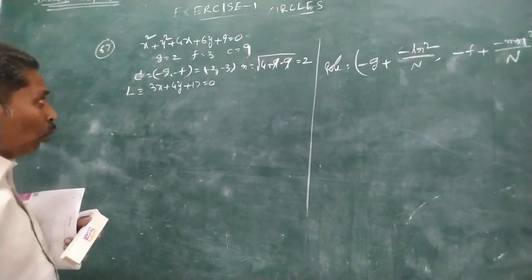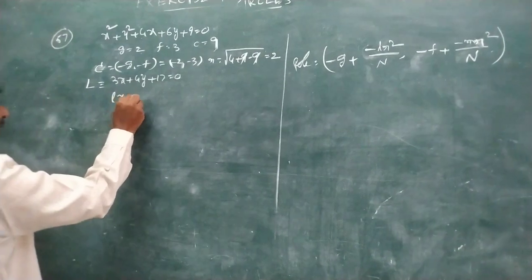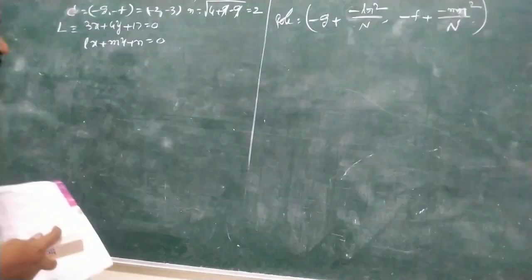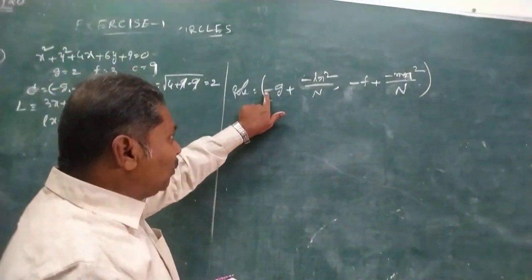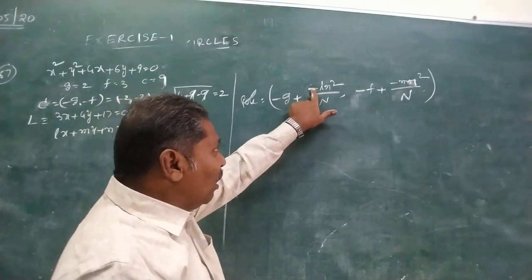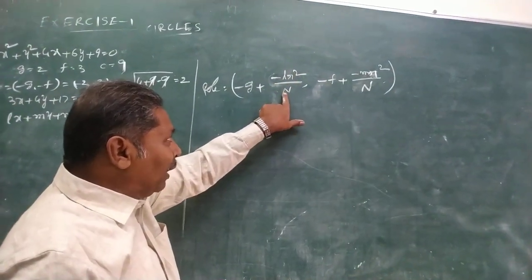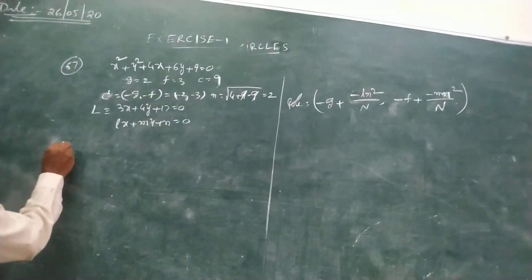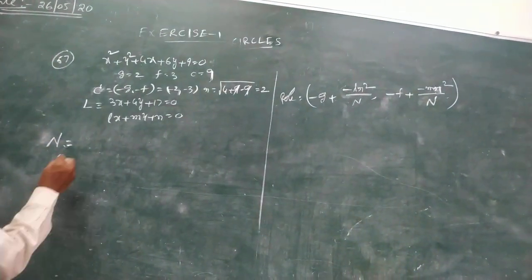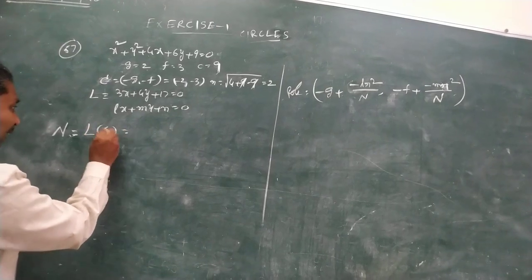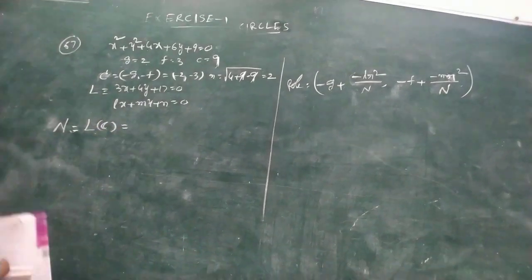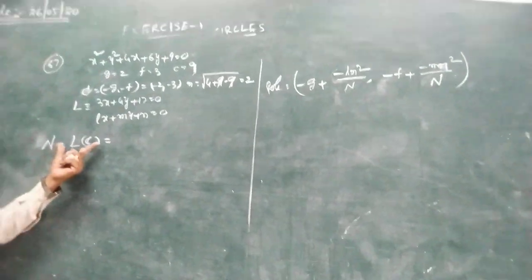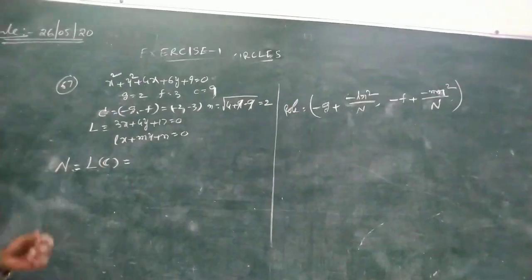He wants a pole. Given line is Lx plus My plus N equal 0. Pole formula is minus G plus minus Lr square by capital N. What is capital N? First calculate capital N. Capital N is nothing but L at C. That means substitute the center in the line equation. This value is denoted by capital N.